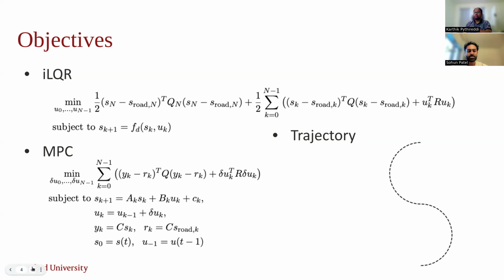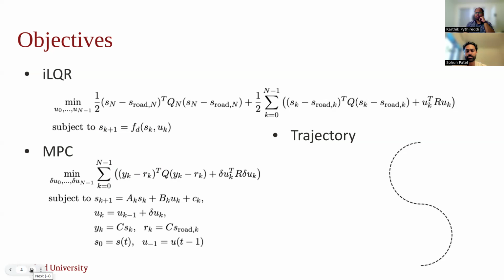Since our dynamics are nonlinear, we have to use a sequential convex programming approach at each time step. And this is where the iLQR-generated trajectory comes into play. For the first time step, since we have to linearize our dynamics around a reference trajectory, we use the iLQR reference trajectory to linearize around. And we also set the very first control for the MPC as the first control generated from iLQR.